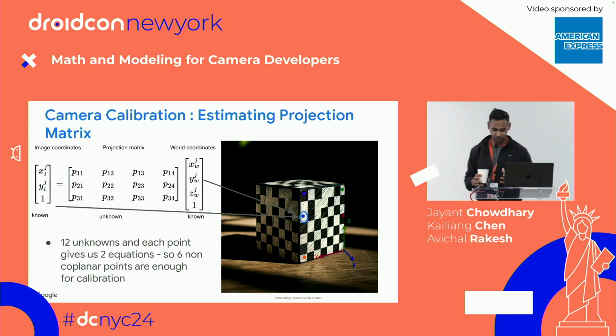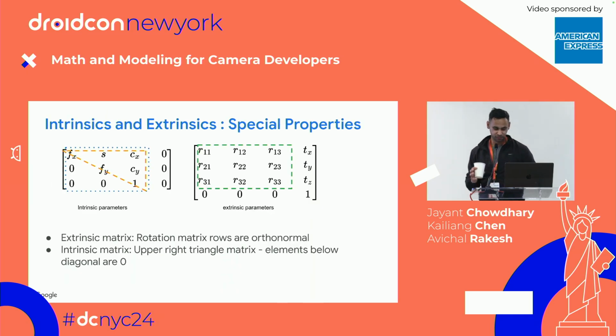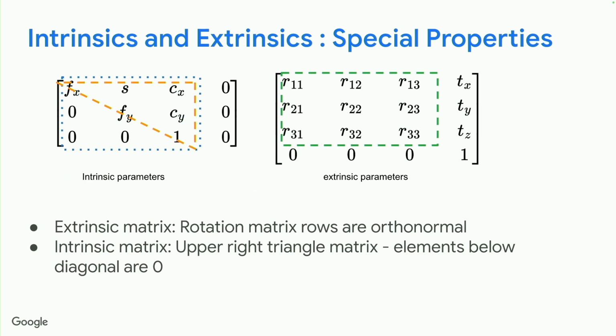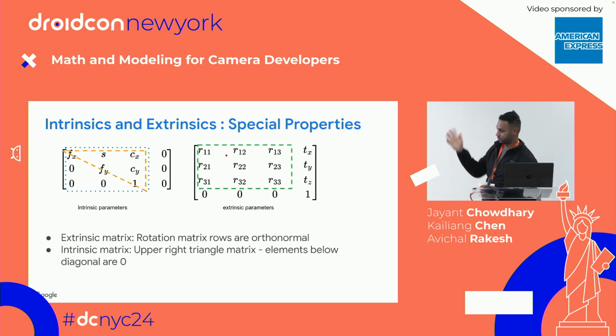Now the question is, if we have a projection matrix, are we able to compute the intrinsic and extrinsic parameters of the camera system? For that, let's step back a little bit and look at the properties of the intrinsic and extrinsic parameters. For your extrinsic matrix, the rotation matrix here, I mentioned that the rows are orthonormal to each other. That basically means that if you take a dot product of any two rows in this 3x3 submatrix, the answer is going to come out to be 0. So that's one fact. The other fact is that the intrinsic matrix here is an upper right triangle matrix, so anything below the diagonal is 0.